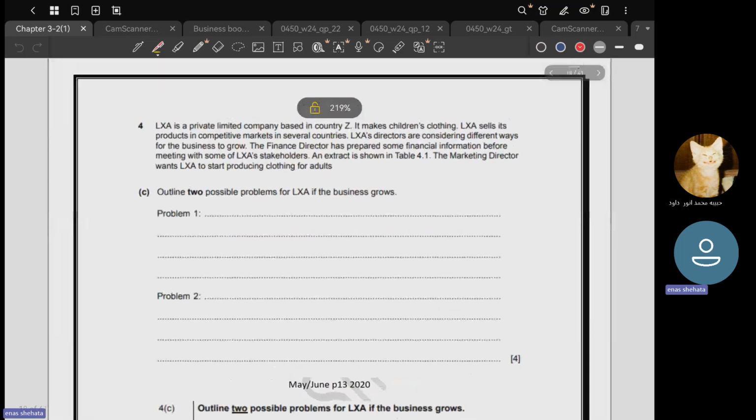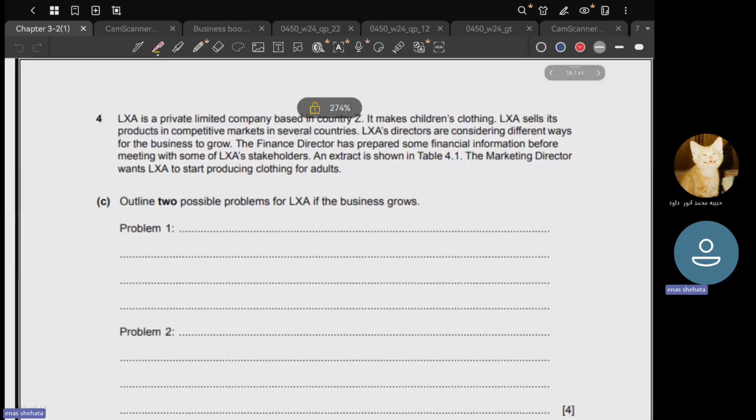Outline 2 possible problems for LXA if business grows. هنا بقى لازم اقرا الكيس ستادي عشان اشوف ايه LXA ده، ايه البروبلمز اللي ممكن يفيس. طيب نقرا الكيس. LXA is a private limited company based on country Z. It makes children's clothing. LXA sells its product in competitive markets in several countries. LXA directors are considering different ways for business to grow. The finance director has prepared some financial information before meeting with some of LXA stakeholders. An extract is shown in table 4.1. مش تبع الكويشن ده. The marketing director wants LXA to start producing clothing for adults.